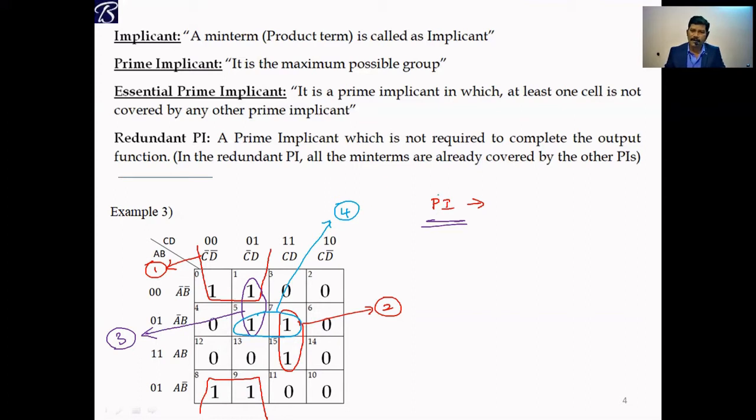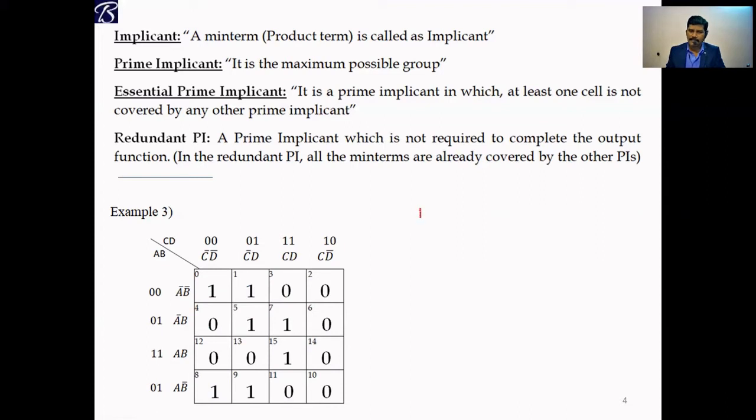So presently, how many prime implicants are there? 1, 2, 3, and 4. So 4 numbers. These are the prime implicants. Now let us see how many essential prime implicants there are. Considering this one, how many possibilities are there? Only one possibility, one quad is there. This 0, 1 and 8, 9 becomes a quad. That is only one possibility. So that's why this is an essential prime implicant, right? See here.